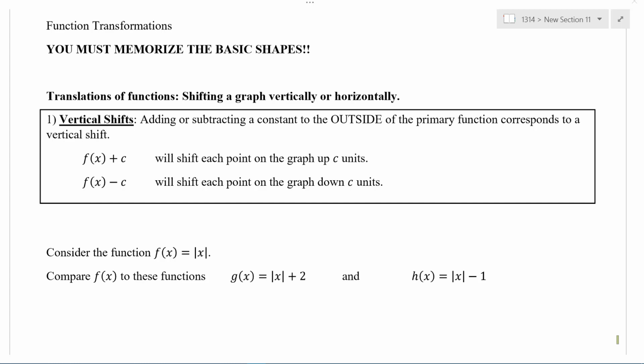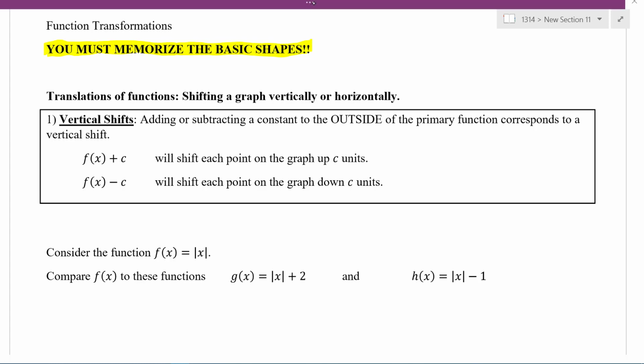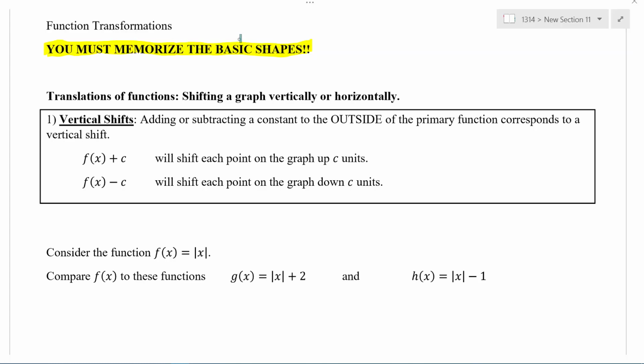Today we're going to look at function transformations. Function transformations uses those basic shapes that we talked about in the last video. So you should be very familiar, and in fact I would encourage you to memorize those 5 basic shapes that we talked about in the last video. In this section we're going to use those 5 basic shapes and we're going to move them around.